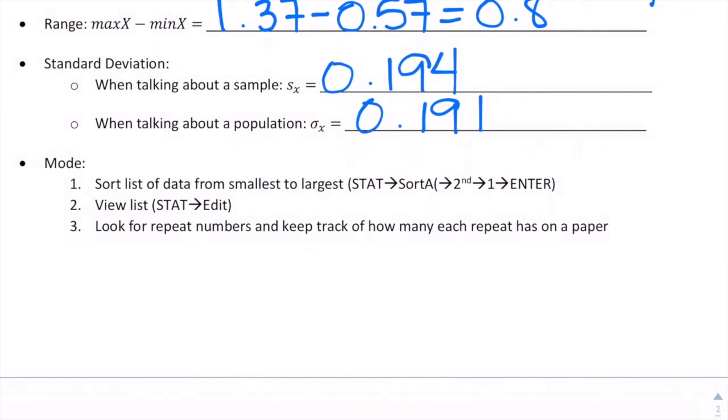Now to find our mode, we're going to use our calculator, and we're going to sort the list of data from smallest to largest by pressing the stat button, going to where it says sort A with a parenthesis, and then hitting second, and then 1, and then the enter button. And then we're going to view our list by going to stat and then edit, and then you're going to look for repeated numbers and keep track of how many of them repeat.